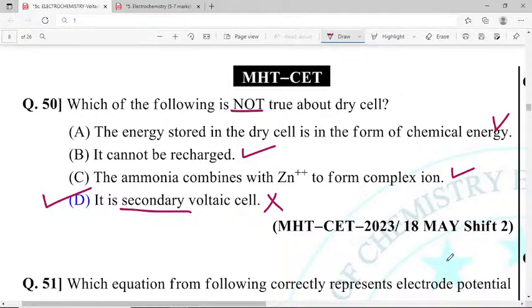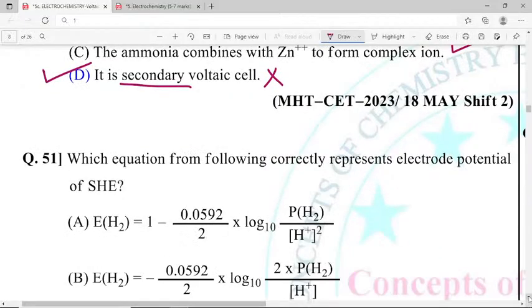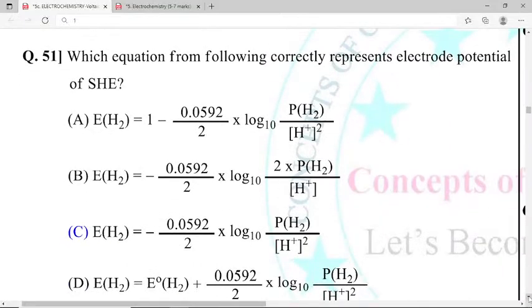Which equation from the following correctly represents the electrode potential of SHE? SHE is the standard hydrogen electrode. So E SHE is equal to minus 0.0592 divided by 2 into log to the base of the pressure of hydrogen divided by H plus raised to power 2.